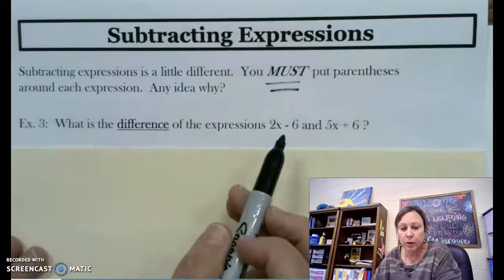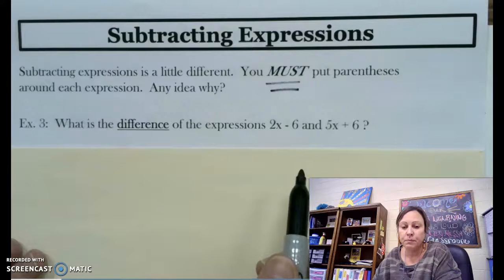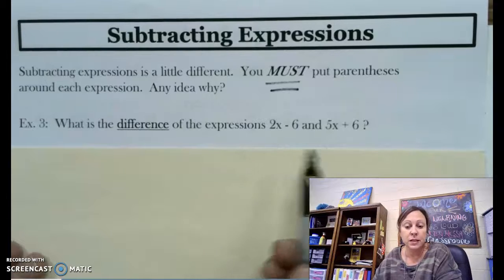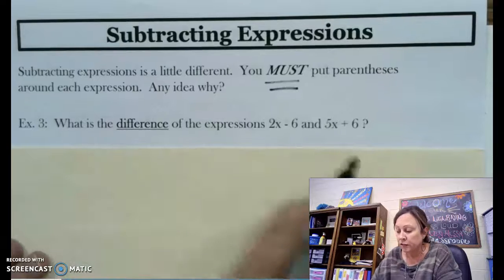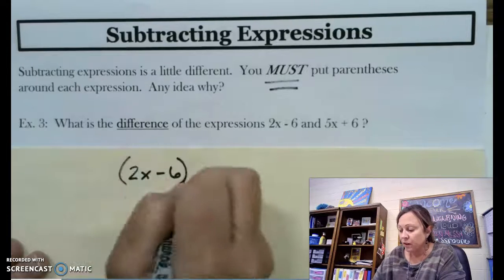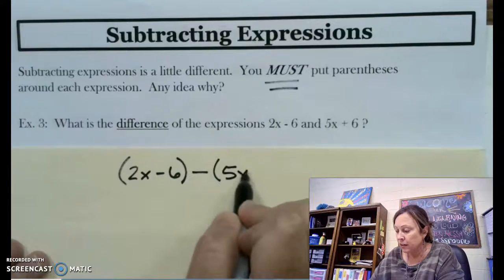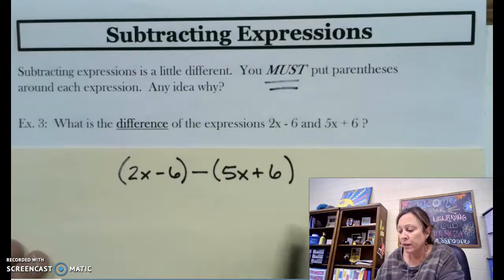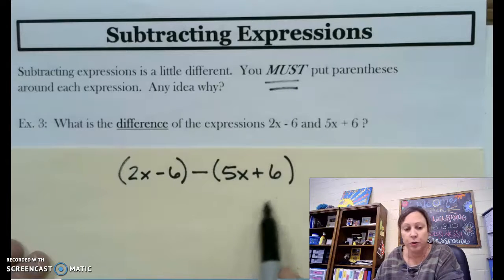We talked about putting parentheses around adding expressions, and the reason for that is really so that you are using consistency when you begin subtracting. So let's look at this. If we think about finding the difference between 2x minus 6, that's our first group of numbers, and 5x plus 6, our second group of numbers. It's important that we're subtracting this entire group.